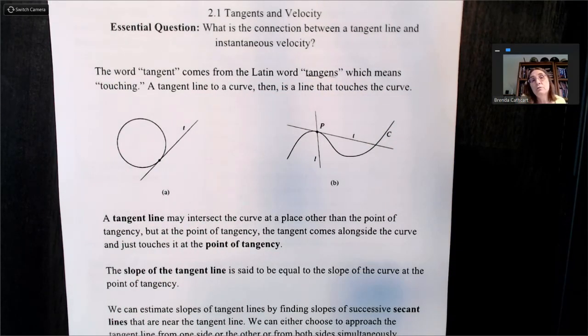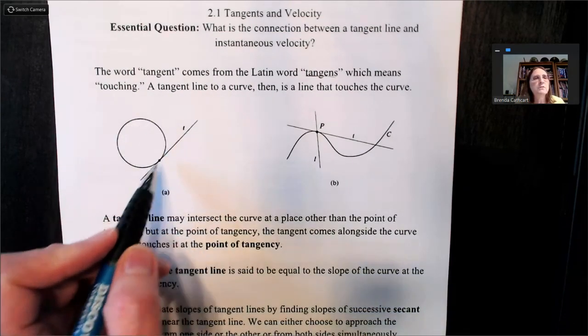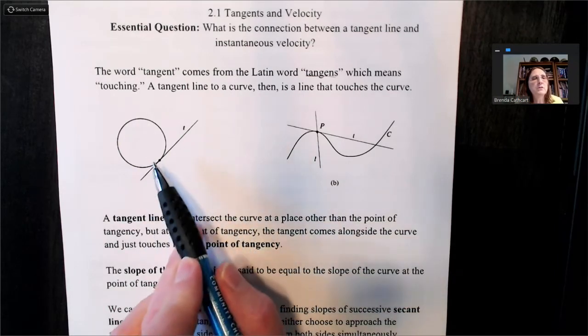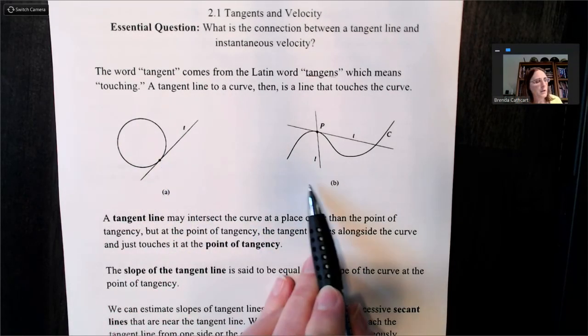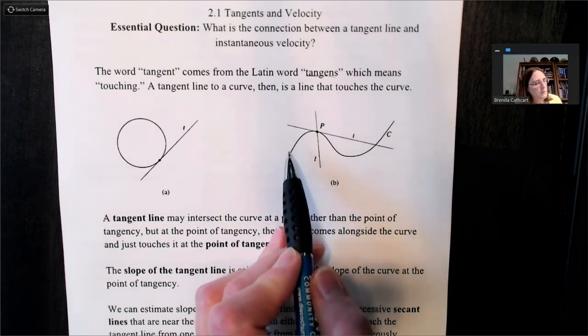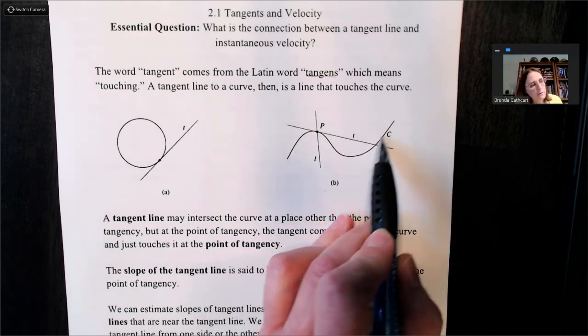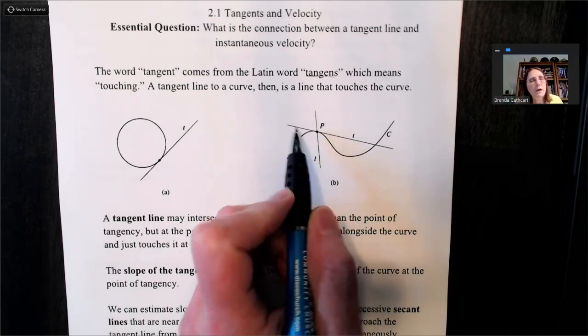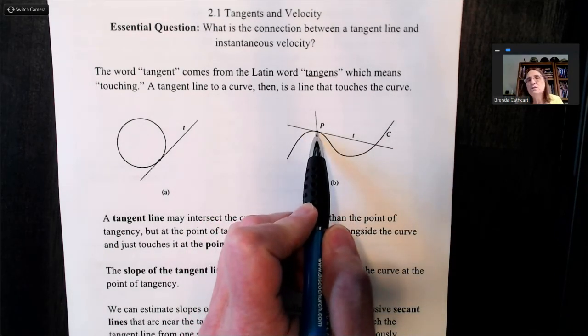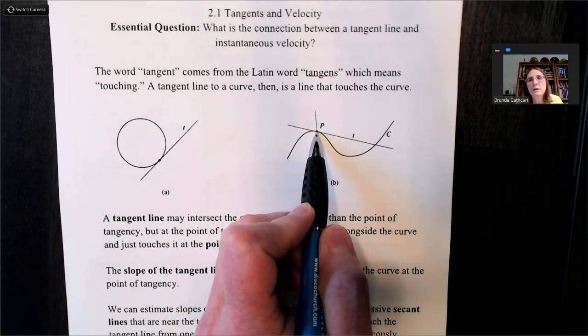A tangent line to a curve, then, is a line that touches the curve. In our two figures, in figure A, we have a circle with a line touching the circle, or tangent to the circle, at one point. In figure B, we have a function f, which is a curved function, and at a point P, we have a line that touches the curve at point P.